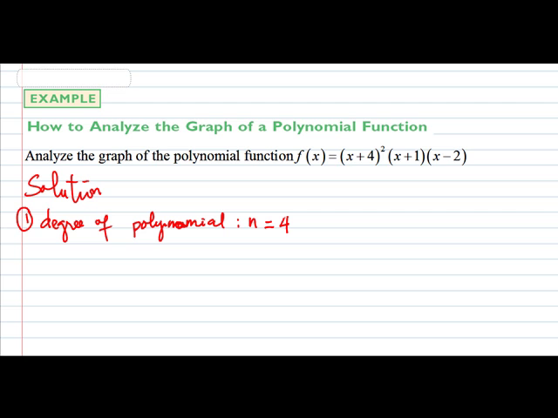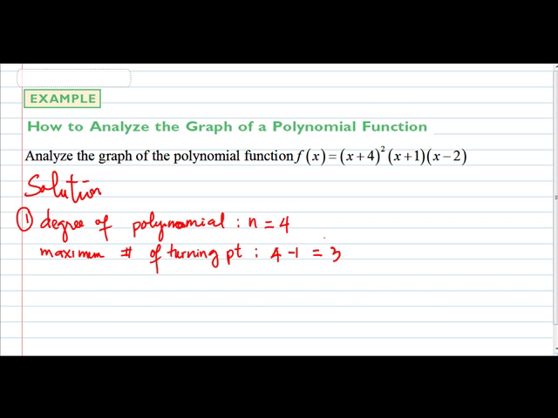Okay. Now, if the degree is 4, the maximum number of turning points. I think I spelled turning point wrong. Did I spell it wrong? The maximum number of turning points is n minus 1, which is 4 minus 1 equal to 3, our maximum turns.